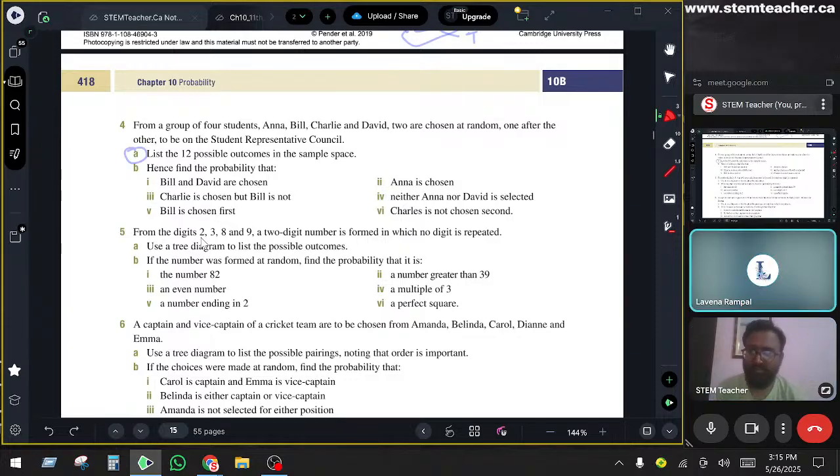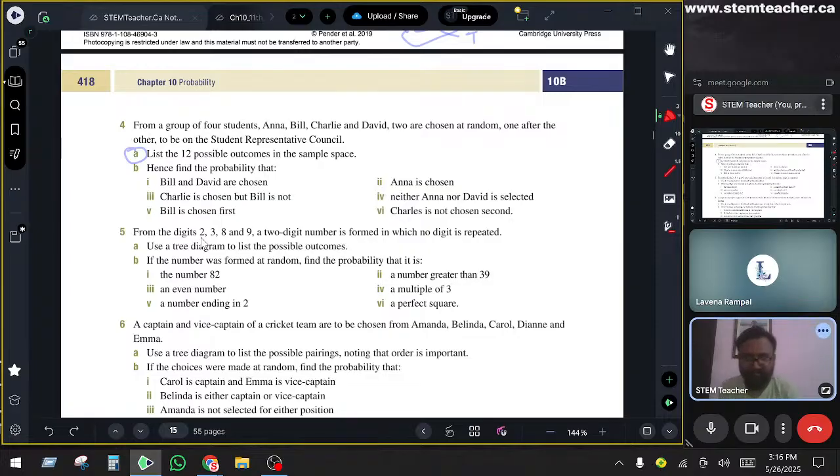Okay. So next, Charlie chosen, but Bill not. Charlie chosen, but Bill not. 4 over 12. A, C, B, C. No, Bill not. Charlie chosen means AC in the first tree fails, right? AC, Charlie chosen, it will fail. Charlie chosen, 1, 2, 3 will come. And Charlie chosen, 5 over 12. Right, thank you. It's 5 over 12.